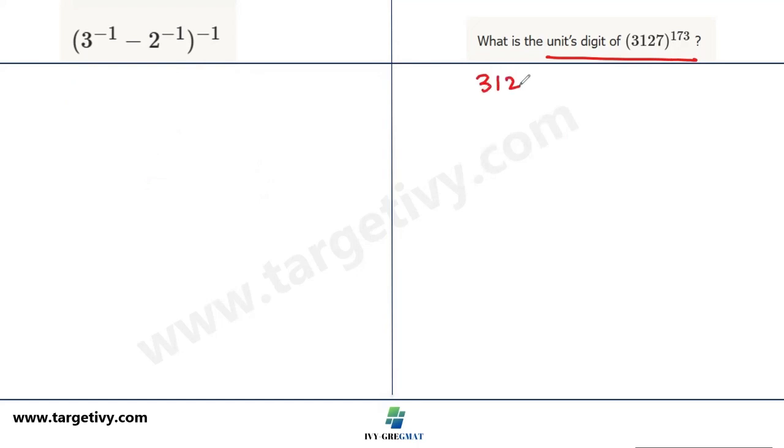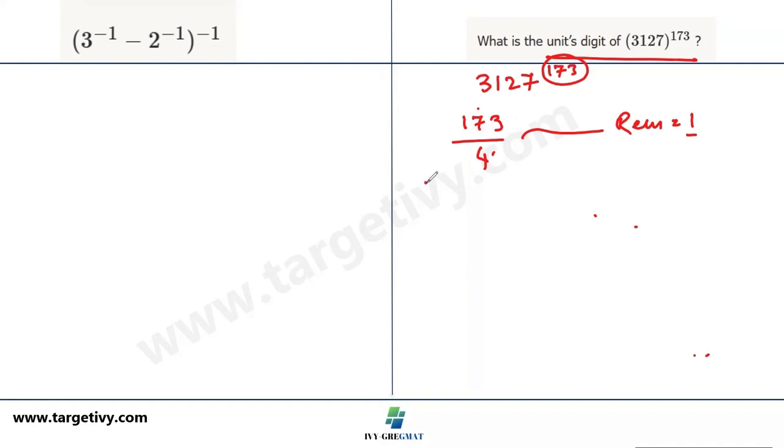3127 to the power 173. Remember what we did here the last time? We divided the exponent, 173, by 4. So let's divide 173 by 4. Whatever the answer is, the remainder is 1. There. 4 4s are 16, 4 4 3s are 12, so 1 will be the remainder. Clean. So we remember the rule.